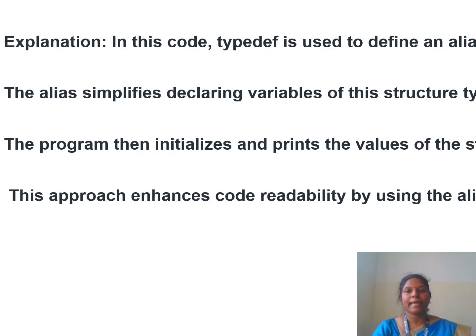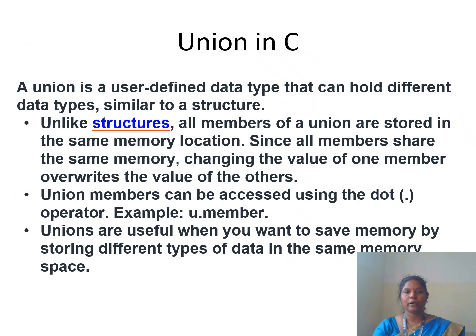Explanation of this code. The typedef is used to define an alias name for the structure. Typedef is used to define an alias name for the structure, declaring the variable of the structure. Then it enhances the code readability. Okay. Then union. A union is a user-defined data type that can hold different data types, similar to a structure.